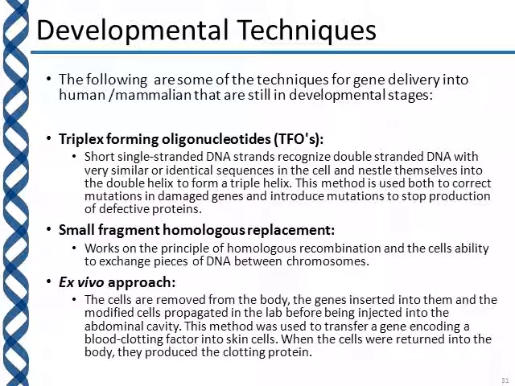The next is the ex vivo approach. Cells are removed from the body and genes are inserted into them, and the modified cells propagate in the laboratory before being injected into the abdominal cavity. This method was used to transfer a gene encoding the blood clotting factor into skin cells. When the cells return to the body, they produce the clotting protein.